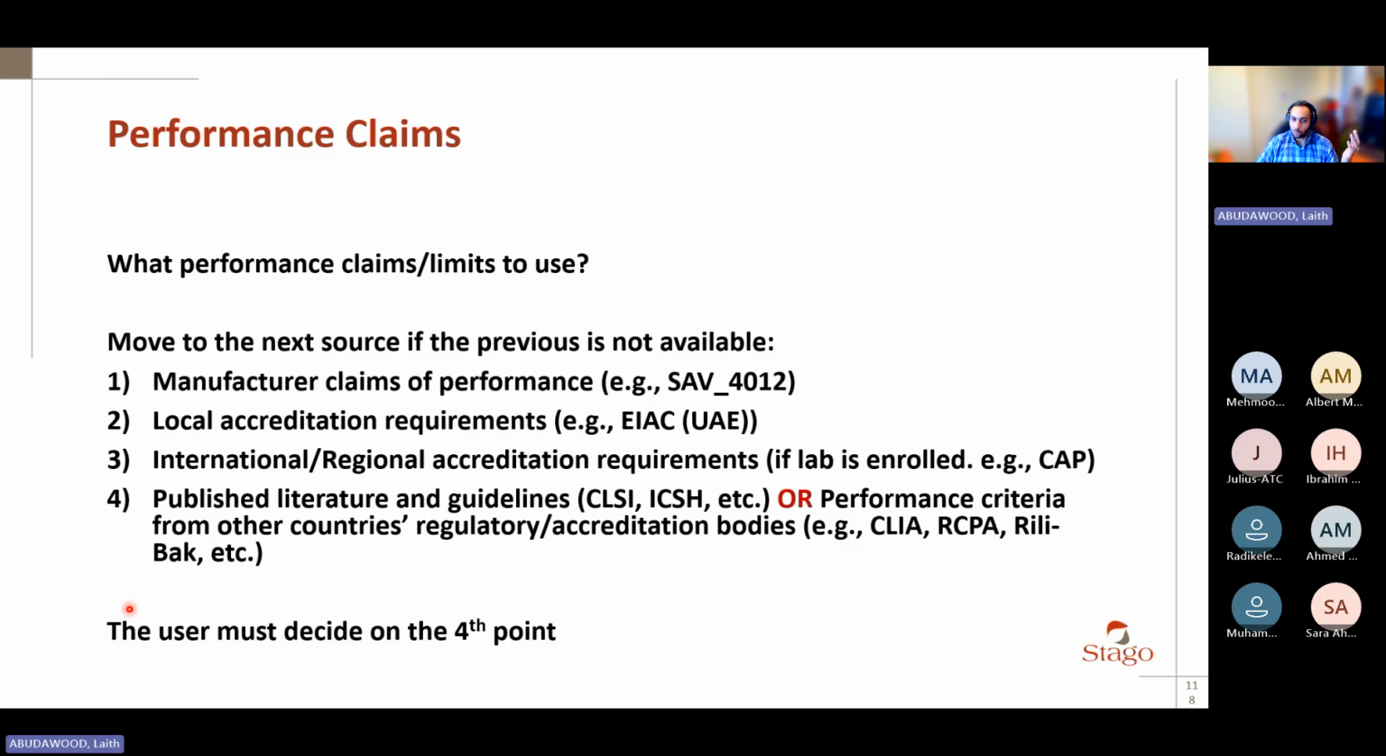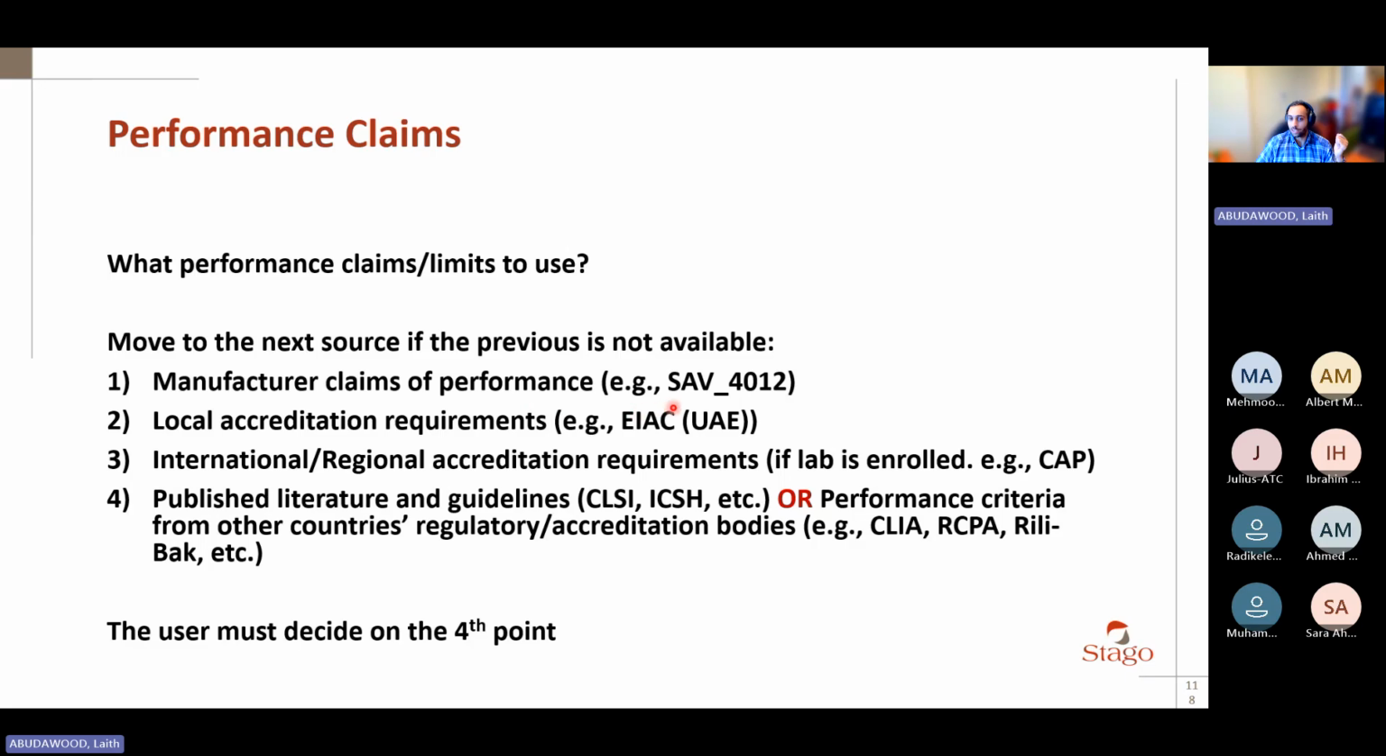When I have installed a new machine, I want to verify the performance. What documents should I use? What total allowable error should I use? What limits of bias should I use? How do I verify my performance? First source of acceptable performance is the manufacturer claims.